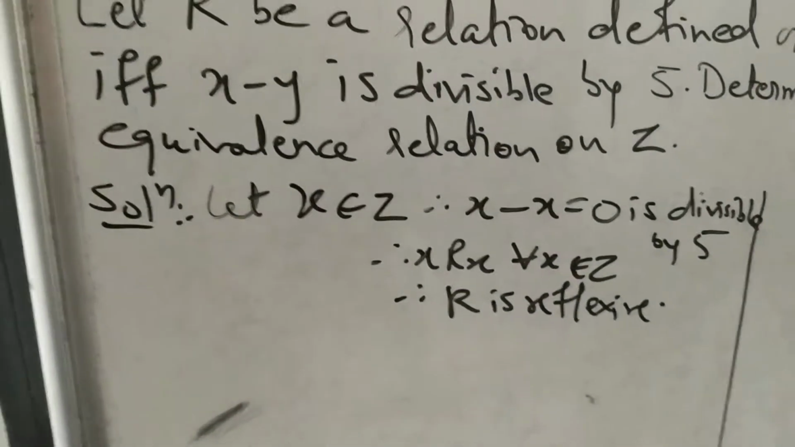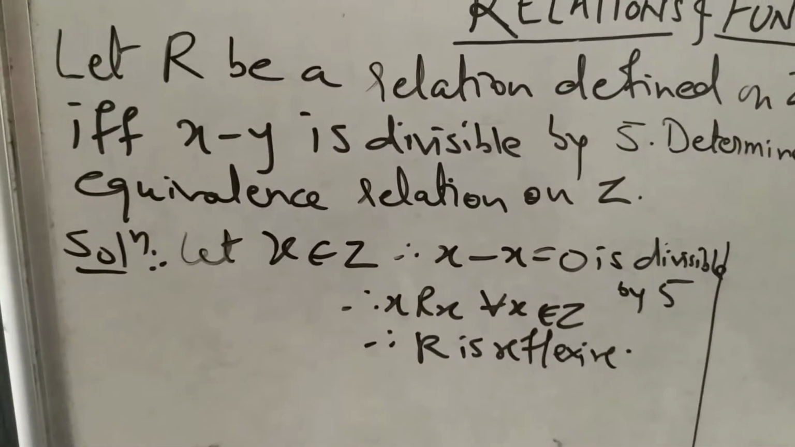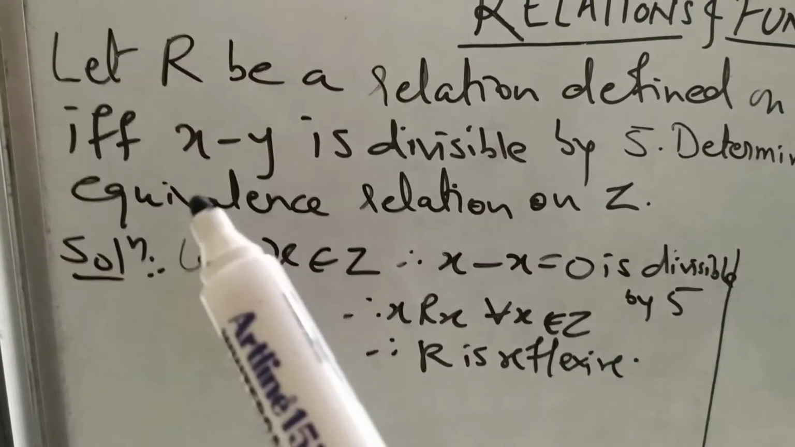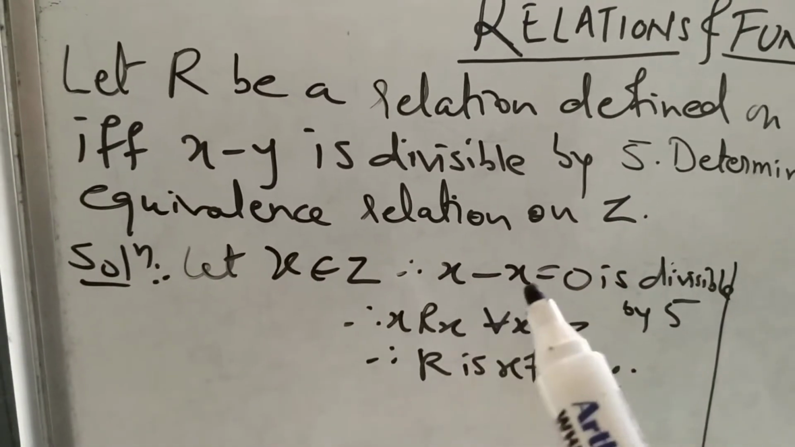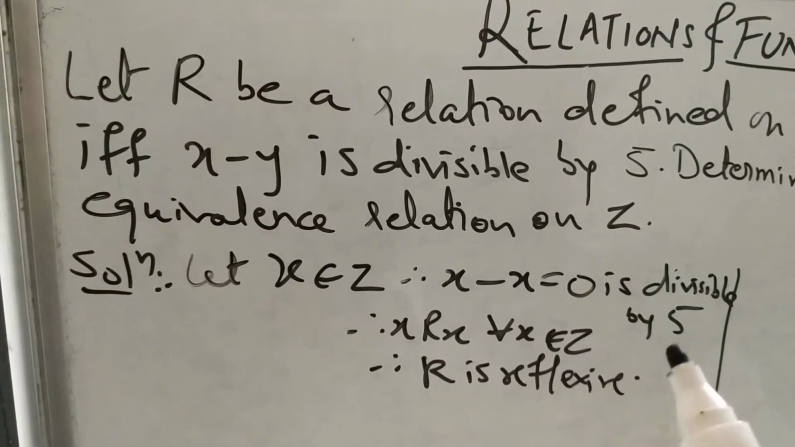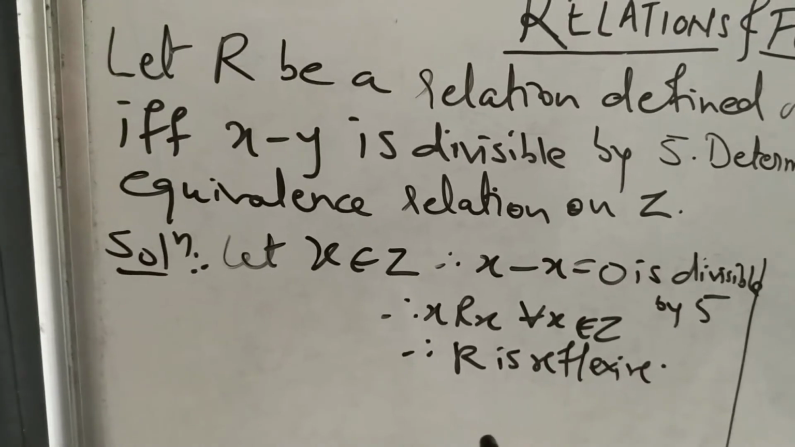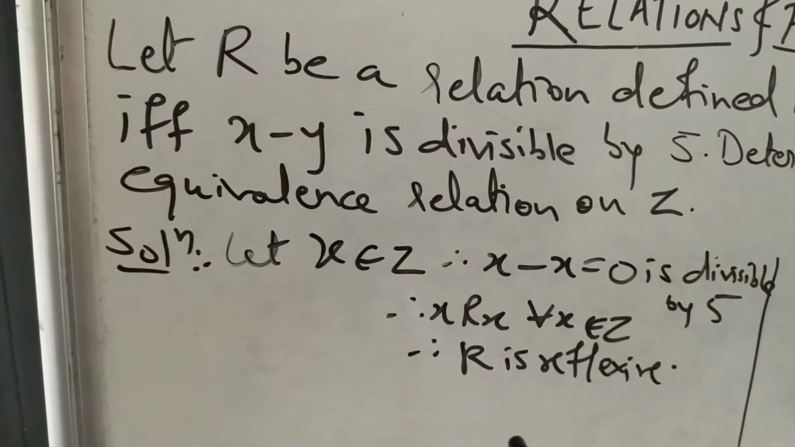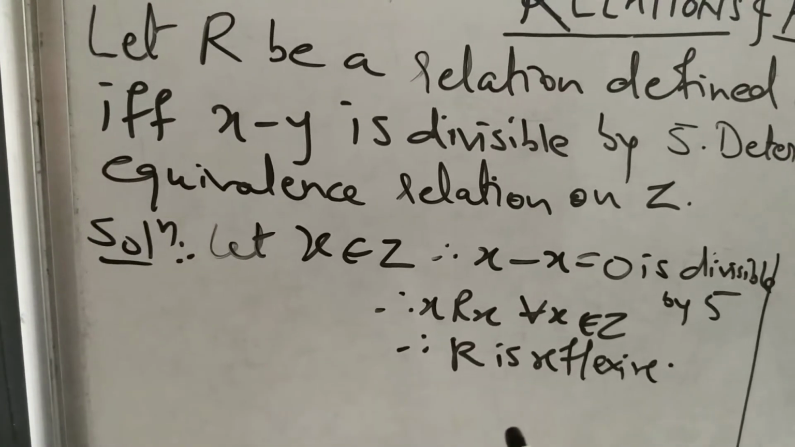Okay, so when you are checking reflexive, you have to take one variable and apply the condition. Here x minus y is divisible by 5. Here, since for one variable x minus x is 0, which is divisible by 5, which is true, therefore x is related to x for all x belongs to Z, and therefore R is reflexive.